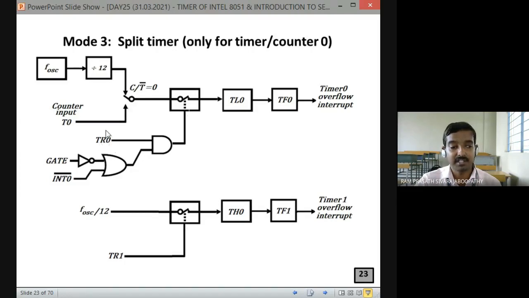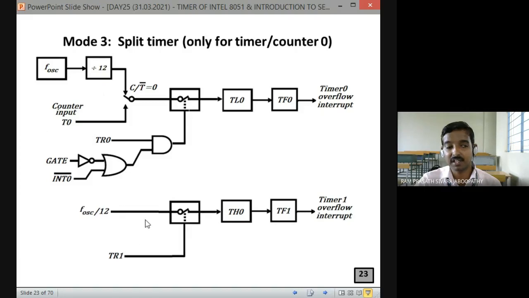Here you can see TR0, INT0 bar, then the gate control. So this is as usual. Now what happens to TL0? It works as an 8-bit timer or counter function. The control bits are TR0 and TF0. Now coming to TH0, it can be used only as a timer. Here we do not have a count input. Why not?